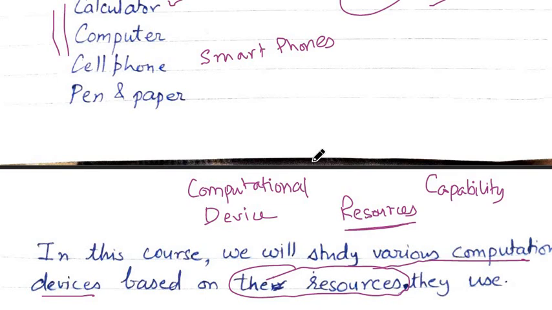In the next video, we are going to talk about the simplest machine, or simplest computational model, called finite automata. Thank you.